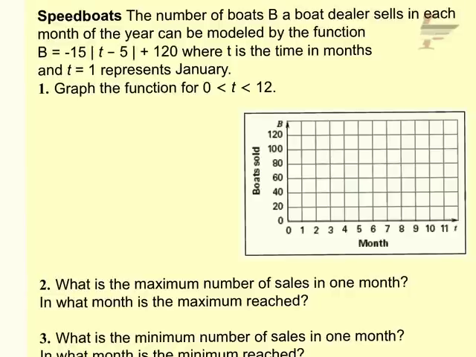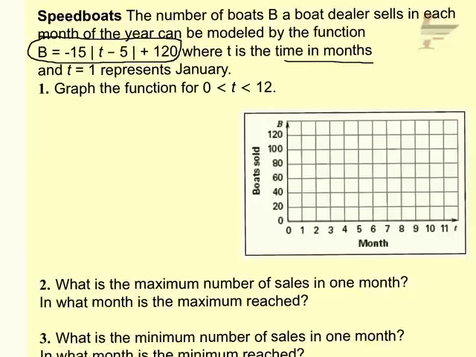Alright, last problem. This is an application problem about speedboats, and it says the number of boats B that a boat dealer sells each month of the year can be modeled by the following function. So B equals negative 15 times the absolute value of t minus 5 plus 120. I'm just going to circle that as our function, where t is the time in months, and let t equals 1 represent January.